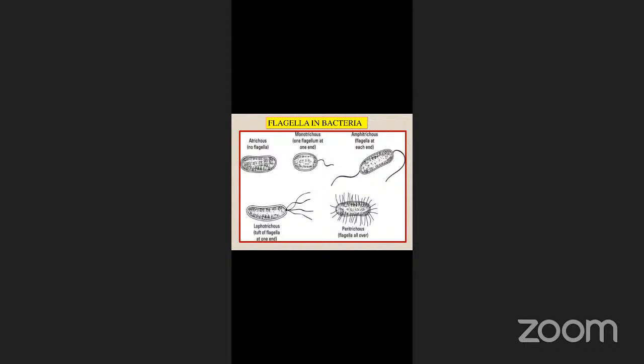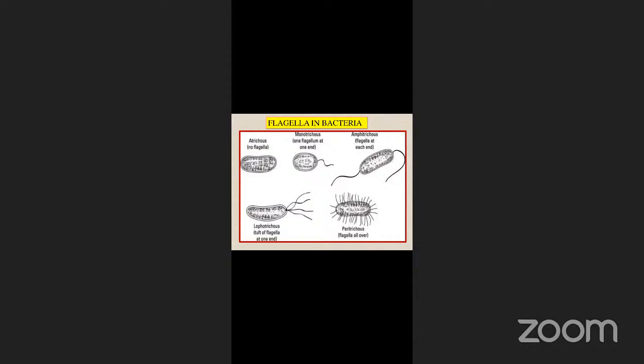You see the diagram in the third one. One or more flagella occur at both ends of the cell. Next, Cephalotrichous: two or more flagella occur at one end of the cell. The example is Pseudomonas.